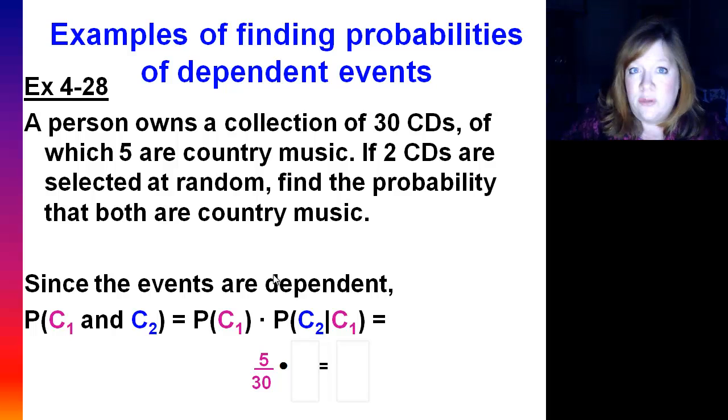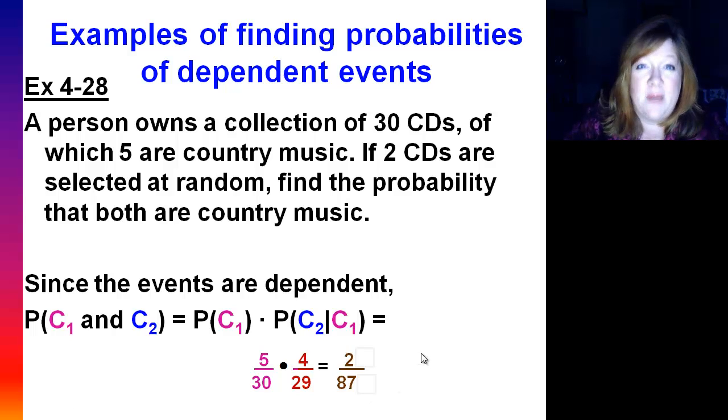If you assume that you picked a country music CD the first time, you have to assume that that's happened. Then there's only 4 country CDs left out of a total of 29. So you had to subtract 1 from the top and 1 from the bottom. And then you multiply straight across. So you'd have 20 out of 870. Both of those are divisible by 10. So that's just 2 out of 87. I hope that makes sense.